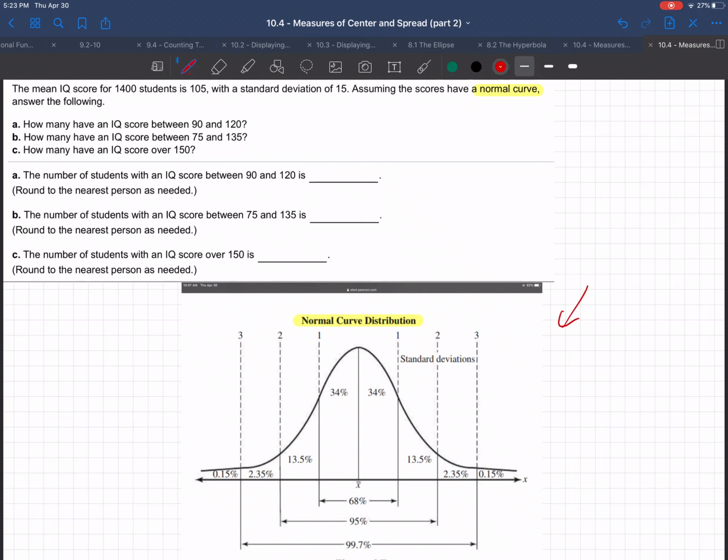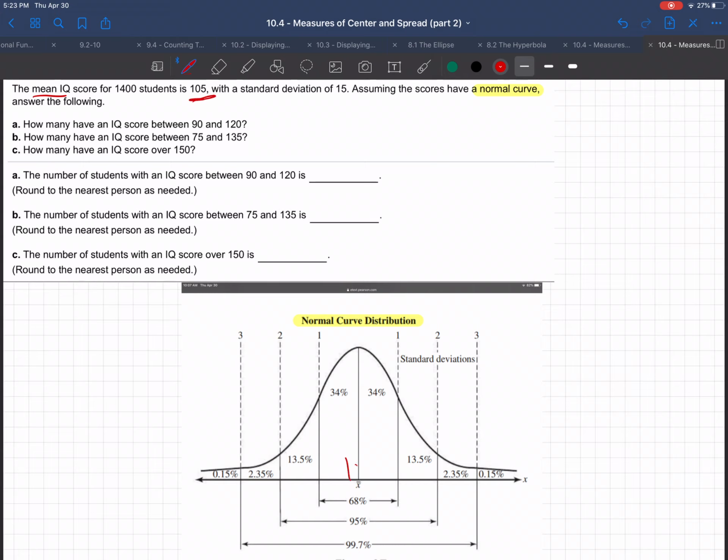So you want to have this in your notes for the next exam because there's going to be several problems that talk about the normal curve, and there's the normal curve with its percentages. Okay, so let's go through the question. What we do first off is put the information on there. The mean, the average IQ score for these 1,400 students, is 105.